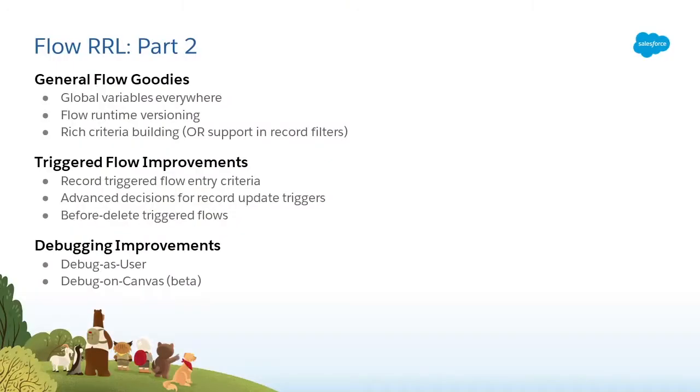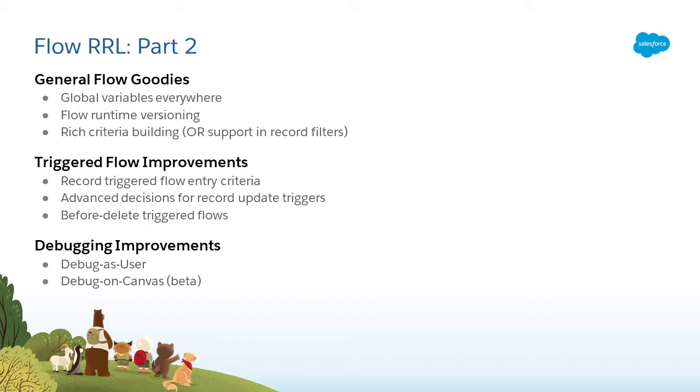I'm going to start this segment off with 3 general Flow goodies that I know many of you out there have been waiting for years. Then I'm going to talk about a few new triggered flow features we introduced this release that will make your low-code triggers faster, more powerful, and more capable than ever before. And finally, my personal favorites, 2 additions to the Flow debugging experience that I hope will make debugging much smoother, frictionless, and dare I say, fun.